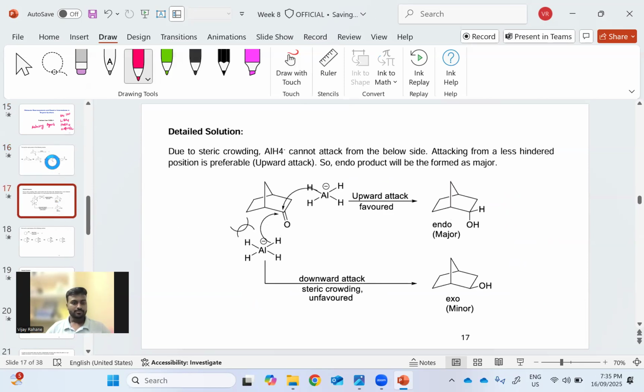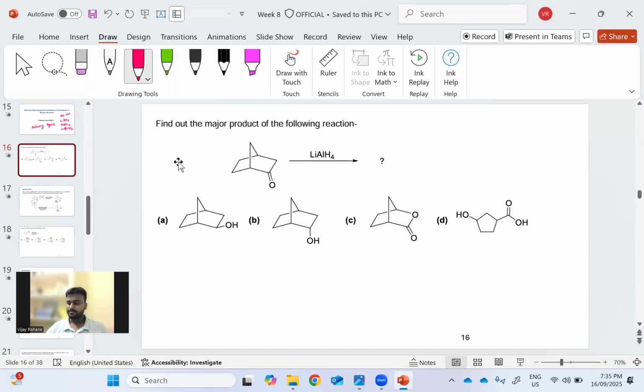So this was up to the problems from week 8, and the next problem is based on week 9. So I'm writing it here. Here also, the first problem is based on the reducing agent. So LiAlH4, addition of this LiAlH4 reducing agent on the substrate.